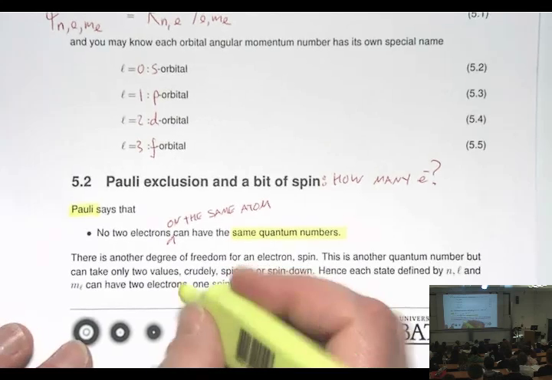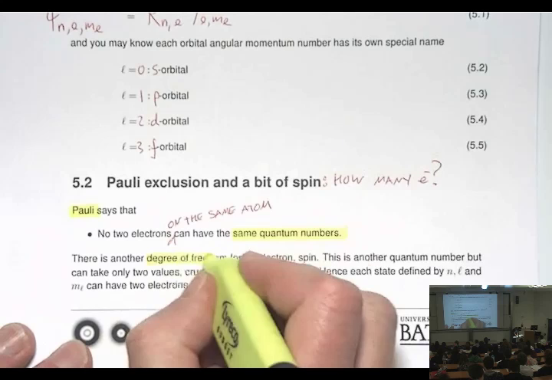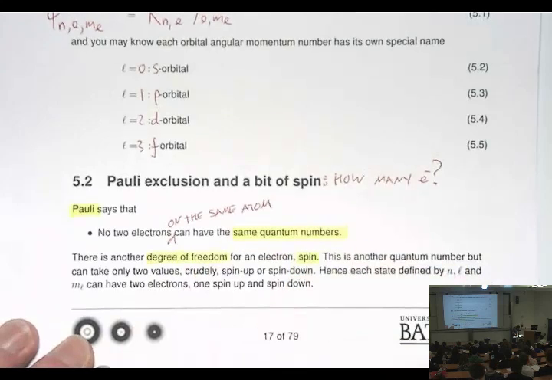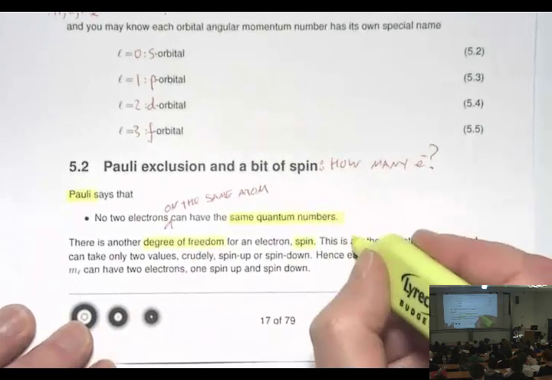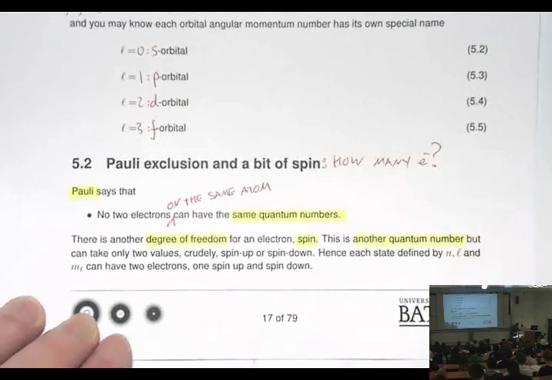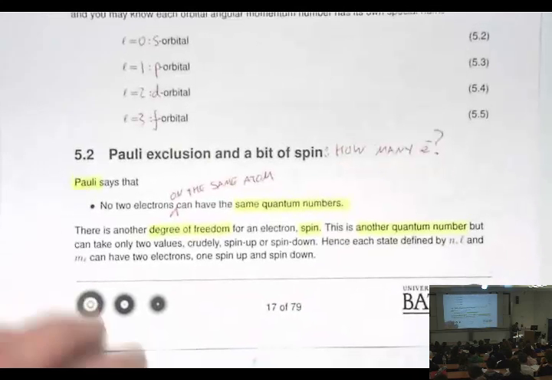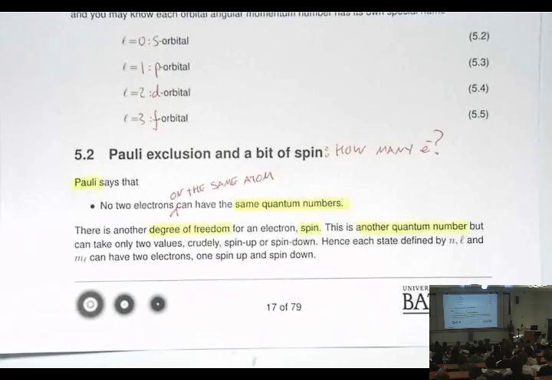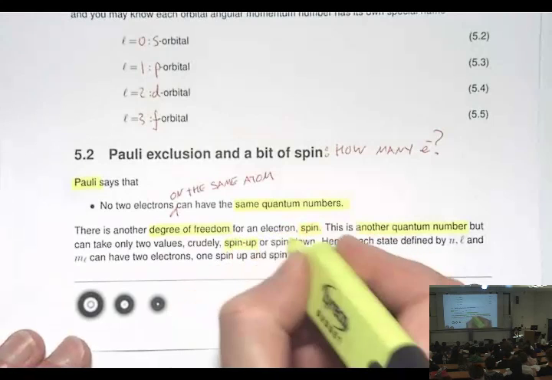There's another degree of freedom for our electrons called spin, which is another quantum number. We're going to get another quantum number out of spin, but it only has 2 possible values. It doesn't depend on anything else. It can be basically spin up or spin down.